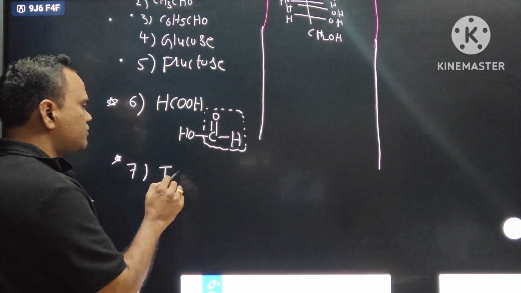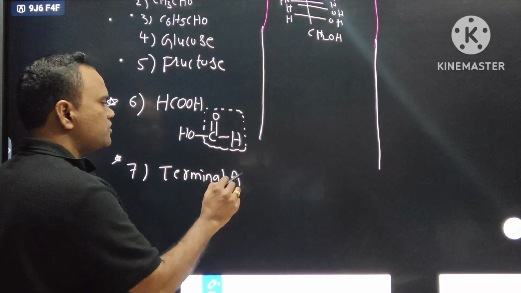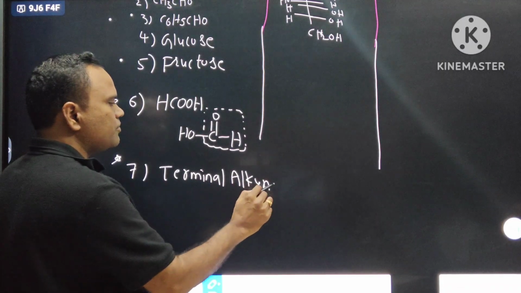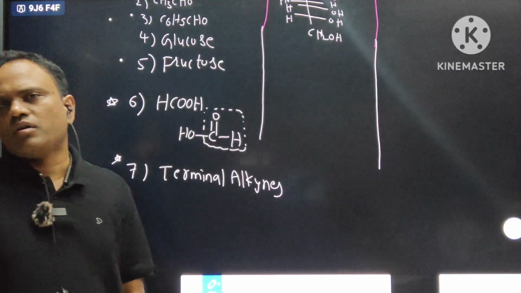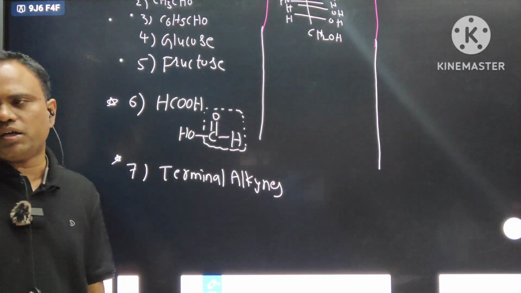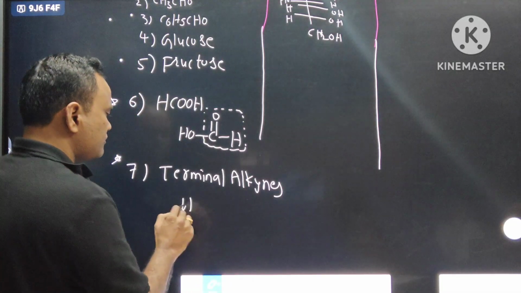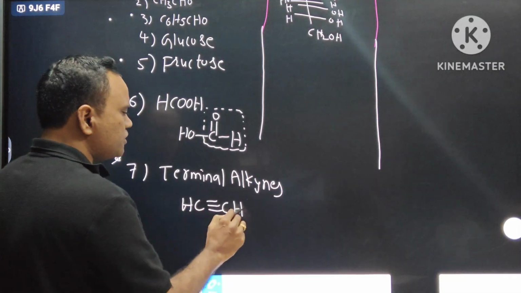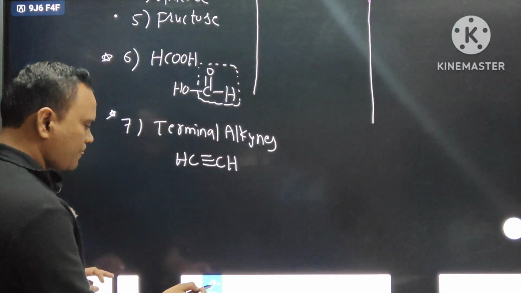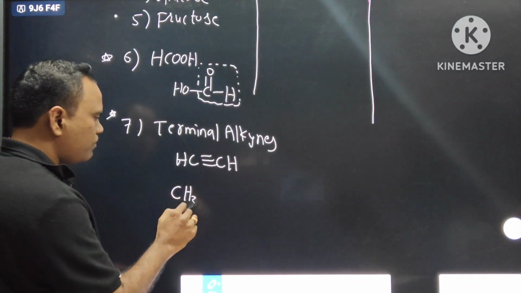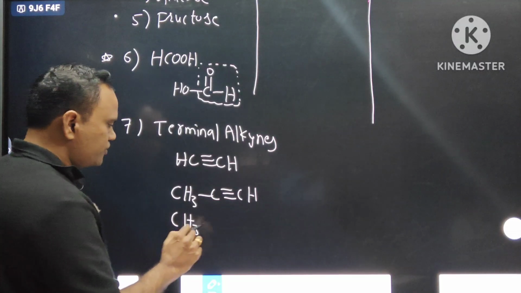Terminal alkynes. In first year you read this topic, chemical properties of alkynes. Terminal alkyne means at the end a triple bond is present. Terminal, at the end. Acetylene, terminal. Propyne, 1-butyne.